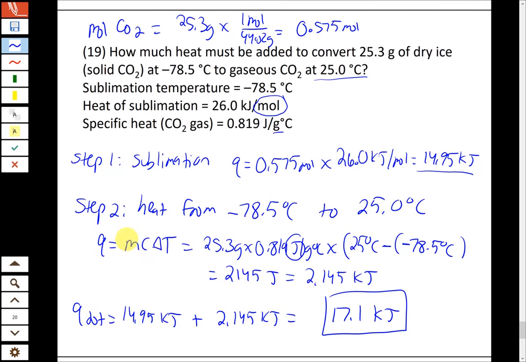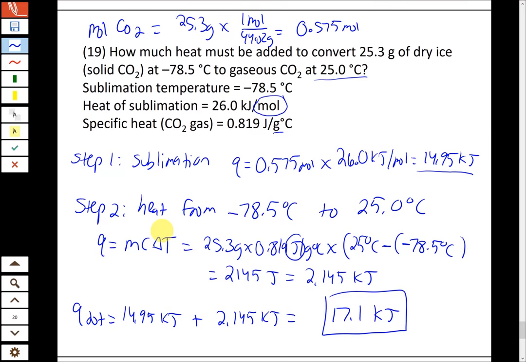And so whenever you're going in the same phase, so from minus 78.5 to 25 degrees Celsius, it's still all in the gas phase, and you're just warming up the temperature. So you're just going to use that equation to figure out how much heat is involved with that, where M is the mass of the substance, C is the specific heat capacity, and then delta T is the change in temperature that you're going through. All right, anything else?